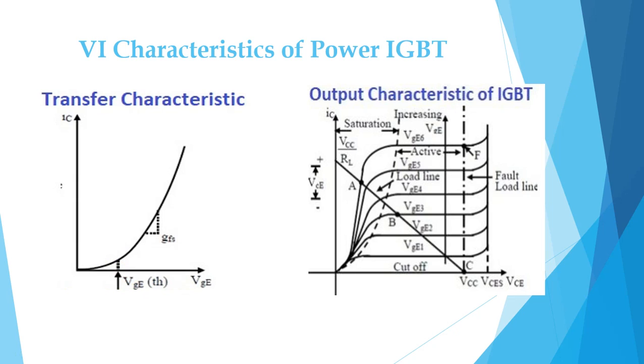When we see the output characteristics, they are drawn between output current versus output voltage. Here the output current is IC, the collector current. The output voltage is the voltage which you are applying across the collector and emitter. And here also same thing. We are keeping the input voltage, what we call gate to emitter voltage, constant, and varying the output voltage. We'll see how the current is flowing through the device.